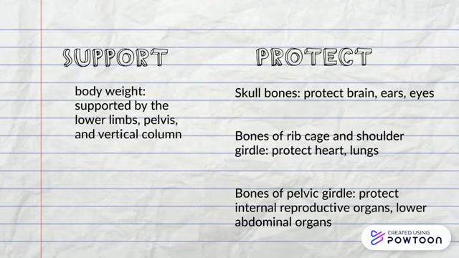Bones that serve for protection include the skull bones, which protect our brain, ears, and eyes, the bones of rib cage and shoulder girdle, which protect the heart and lungs, and the bones of the pelvic girdle, which protect our internal reproductive organs and our lower abdominal organs.